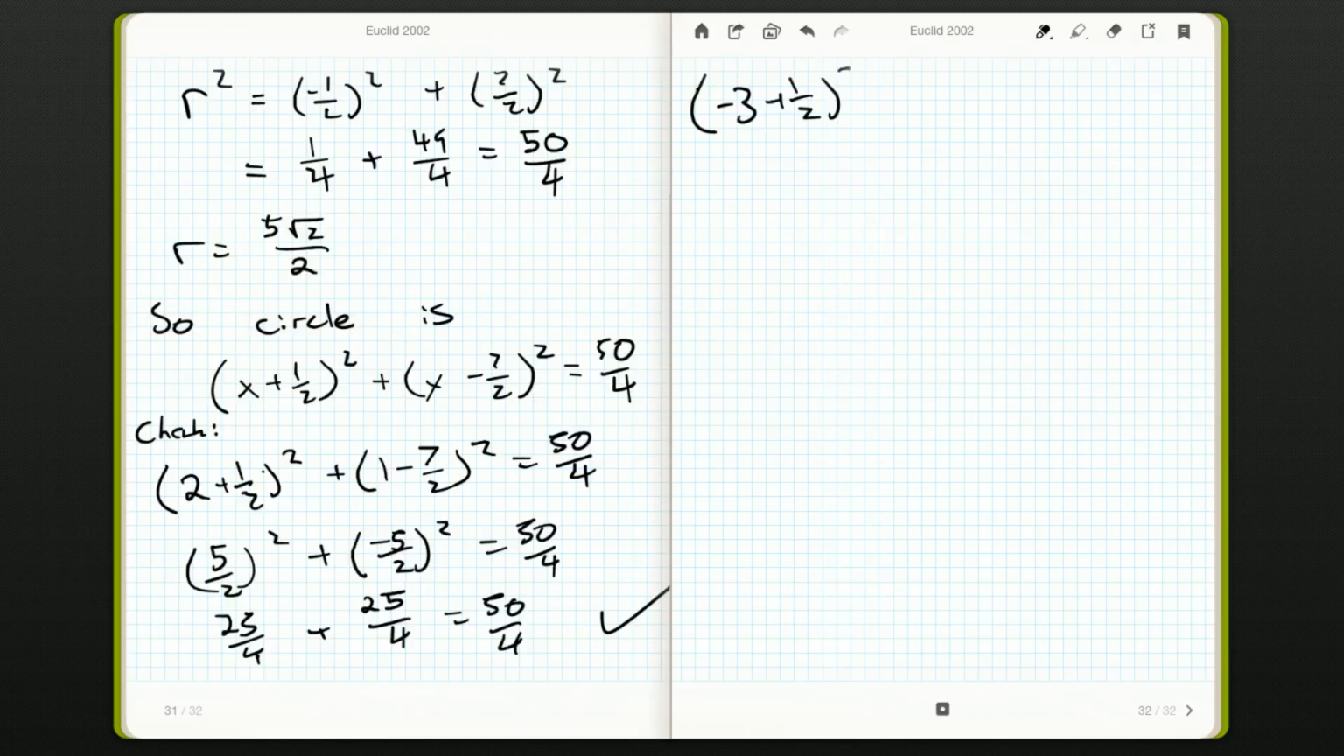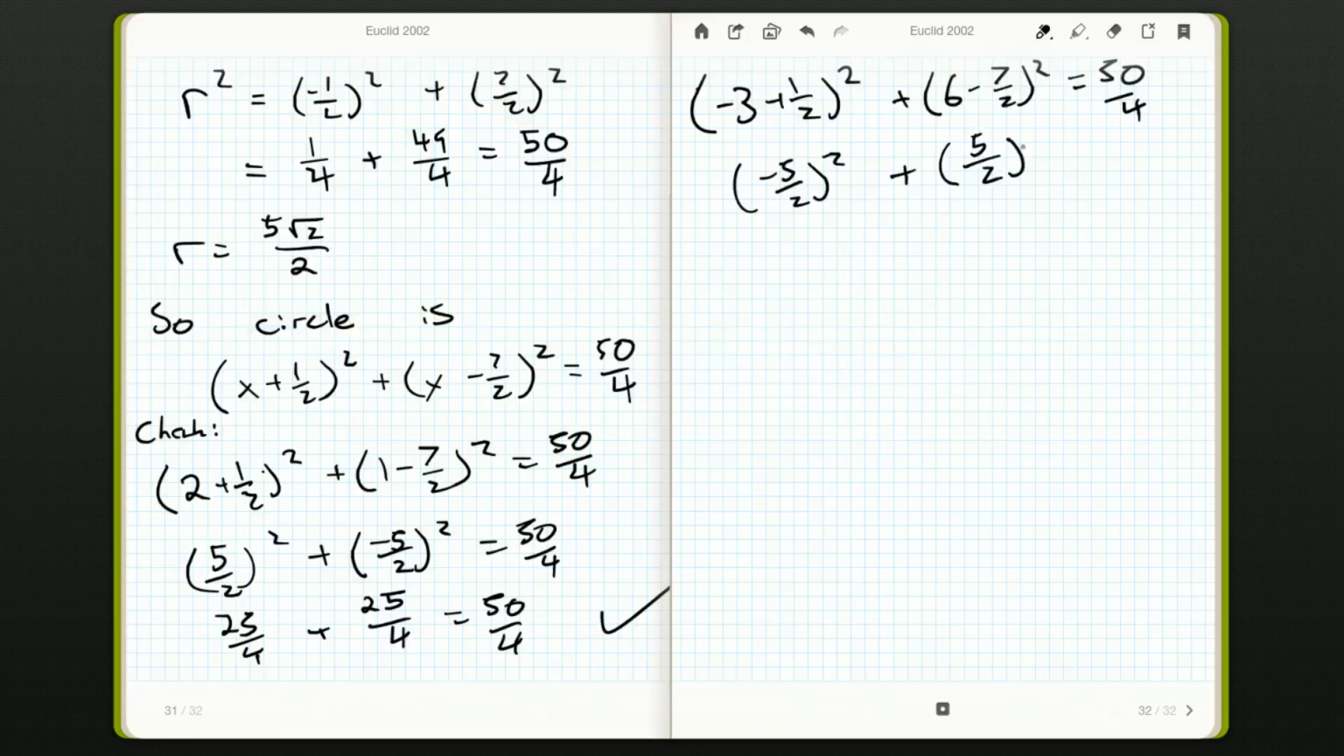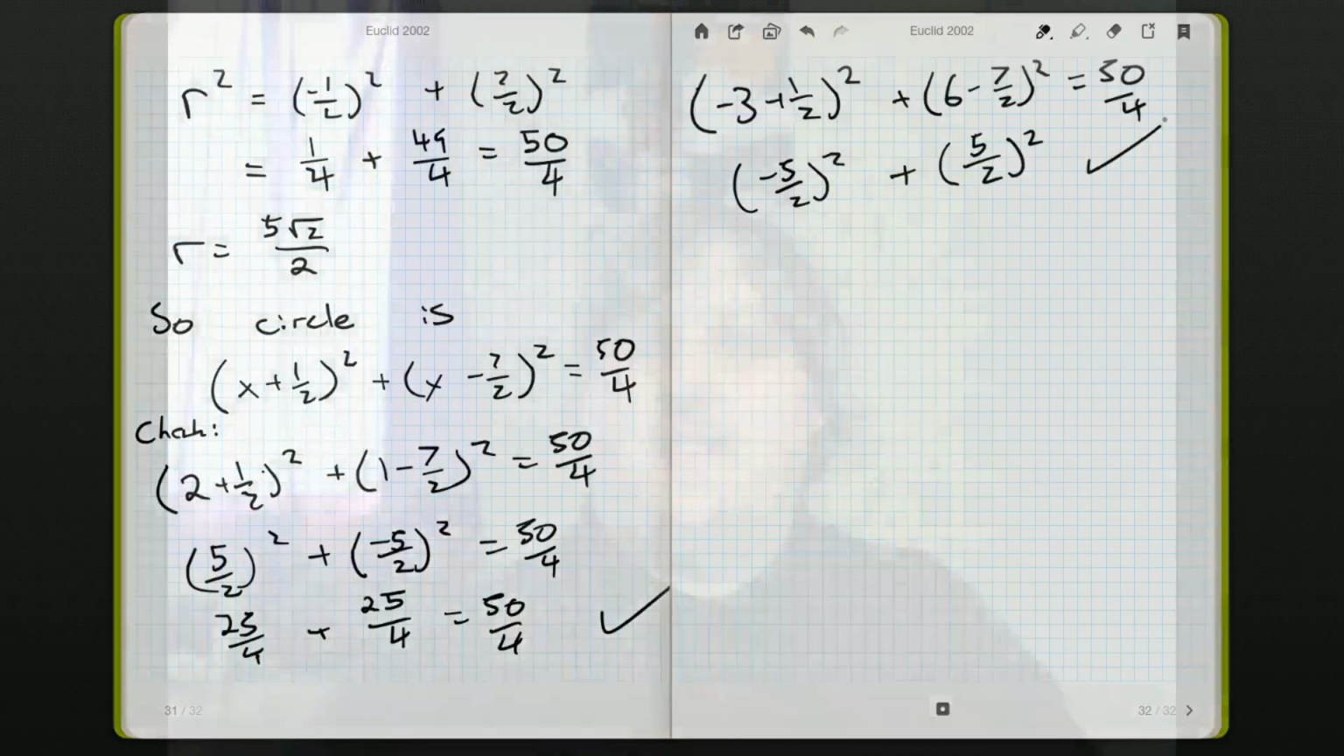-3 plus 1/2 squared plus 6 minus 7 halves squared. We want that to be 50/4. -3, that's -6/2. So that becomes -5/2 squared. And 6, that's 12/2. So 12/2 minus 7/2, that's 12 minus 7, or 5/2. And that's the exact same. This also works. So we did our double checking. We made sure that it works.